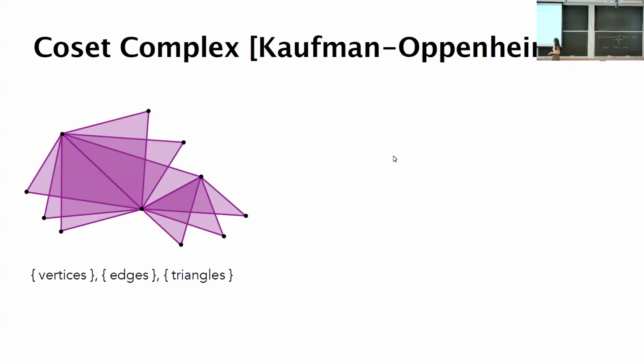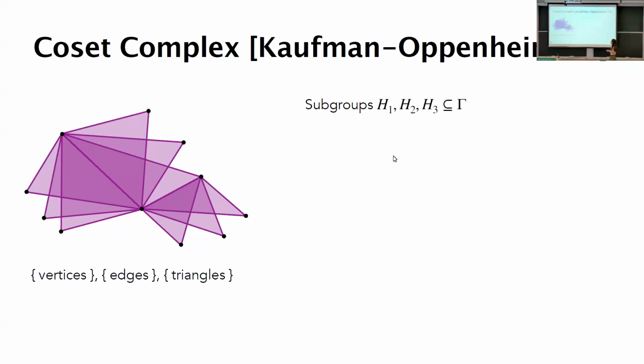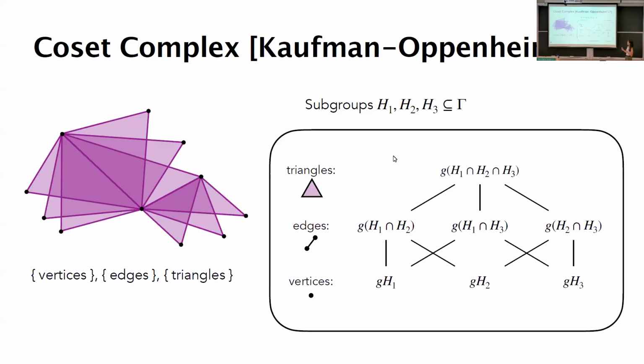And then the coset part comes from how you define the edges and the triangles. Let me tell you how these coset complexes work. You fix a group gamma and fix subgroups H1, H2, and H3. Everything is going to be cosets of subgroups. That's why it's called a coset complex. Vertices are simply going to be cosets of your subgroups H1, H2, or H3.